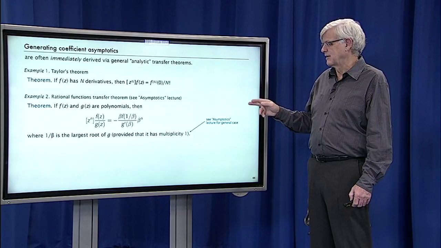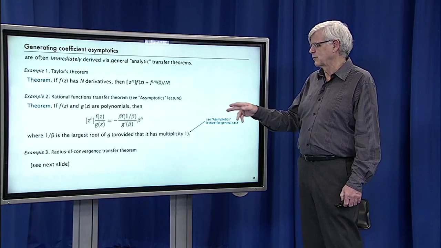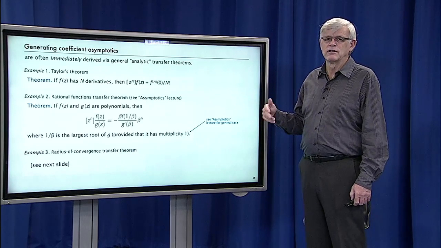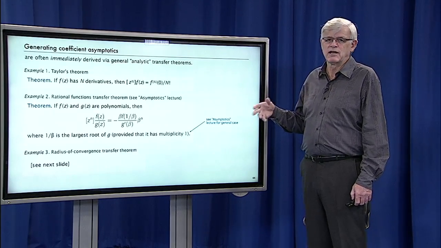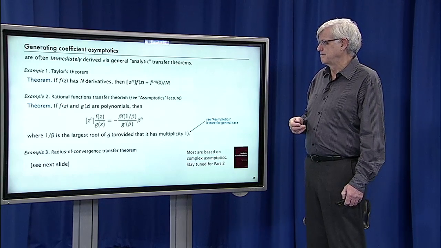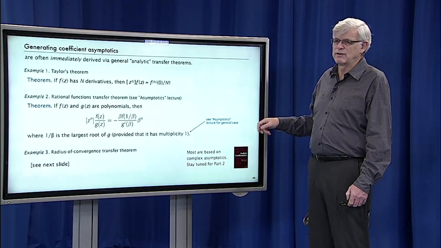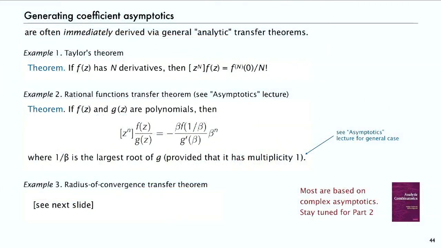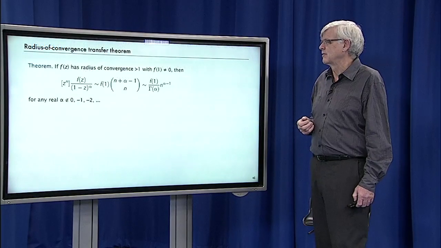The one I want to talk about next is what's called a radius of convergence transfer theorem. And that covers the problems that we've talked about today and many others. But actually, most of the transfer theorems that we use in real life are based on complex asymptotics, and we'll talk about those in a lot of detail in part 2. But the radius of convergence one works for a lot of things, and that helps give a coherent treatment of analytic combinatorics at this level.